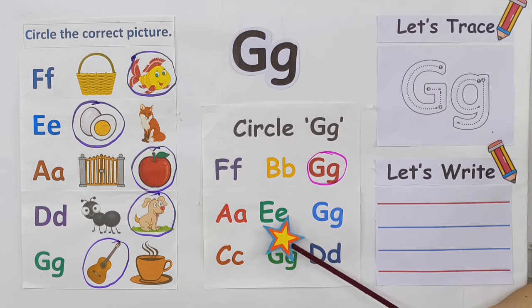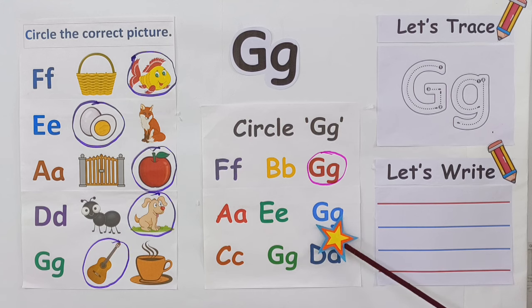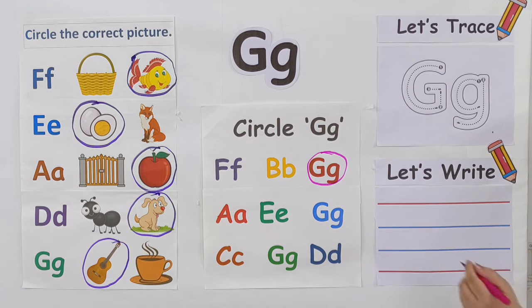This is letter E. This is uppercase letter E. This is lowercase letter E. Letter E makes a sound E. We are not going to circle letter E. This is letter G. That's right. This is uppercase letter G. This is lowercase letter G. Letter G makes the sound G. And we are going to circle letter G. Let's do it.